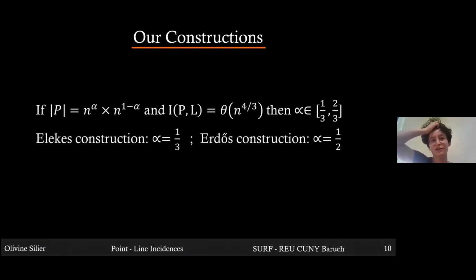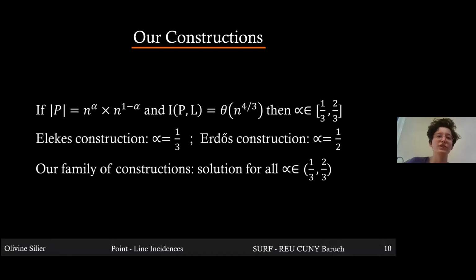And the Elekes construction actually corresponds to the case where alpha is 1/3 and the Erdős construction to alpha is 1/2. And by combining these two strategies and generalizing a bit, we actually reach this family of constructions that gives you a point set with any alpha within this allowable range, which is very exciting. It means that we are able to reach all of the possibilities for the case where the point set is a Cartesian product.